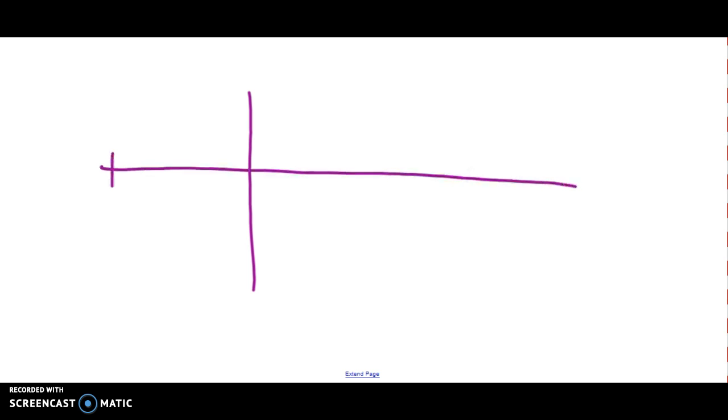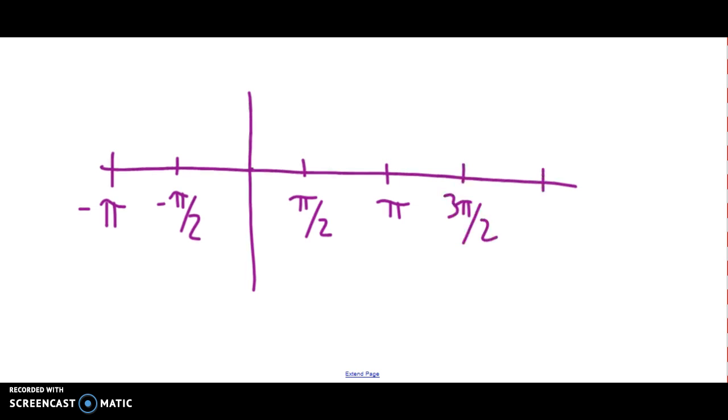Okay, my vertical asymptotes were at negative pi. I had a halfway point, which was negative pi over 2. And I had 0. I had a positive pi over 2, positive pi. And I can keep going on. So then this one right here would be 3 pi over 2. And that would be 2 pi right there.